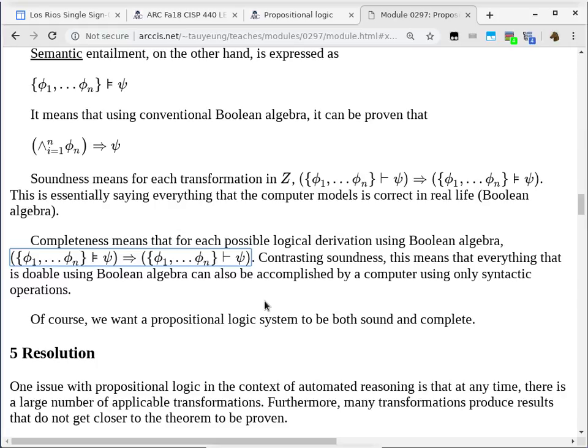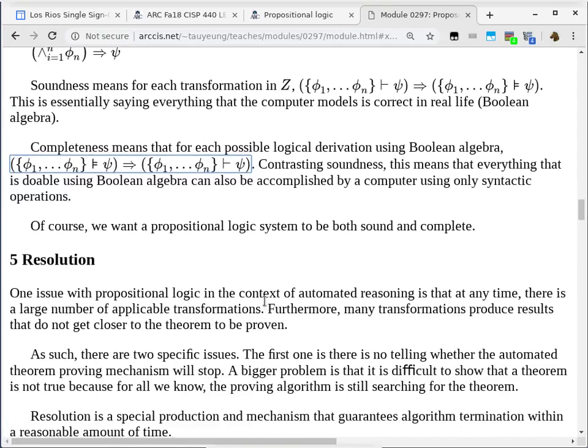Okay, that's a problem. So what we need to do now is to say, okay, we need something a little bit more deterministic. In other words, we need something that has a known termination time. Okay, so that we can say conclusively, yep, that's a theorem, or nope, that is not a theorem. We need to know for sure which way it is. Okay, so that's the reason why we are moving on to talk about resolution.